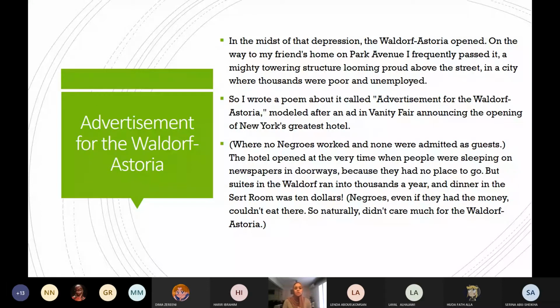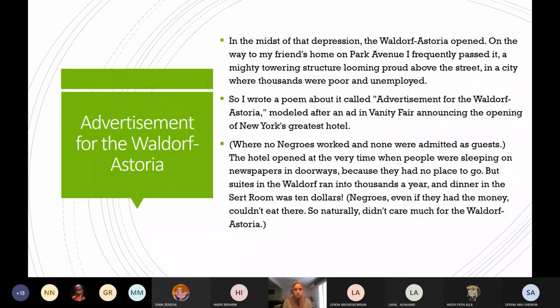On the way to my friend's home, when he was walking home, he saw it looming proud above the street in a city where thousands were poor and unemployed. The city was full of poor and unemployed people. Remember the Great Depression and the Dust Bowl and the stock market crash, and everyone was unemployed and searching for work. So he wrote a poem about it called Advertisement for the Waldorf Astoria, modeled after an advertisement in Vanity Fair announcing the opening of New York's greatest hotel.